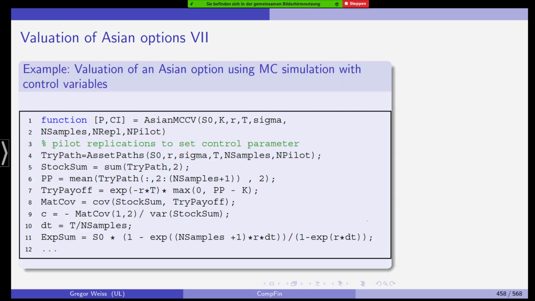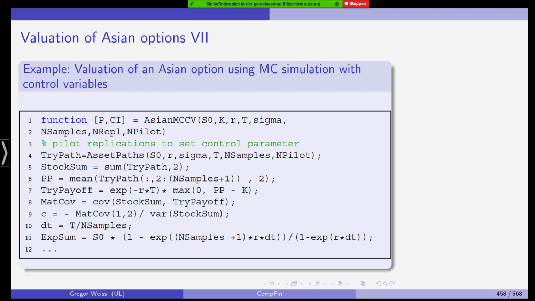So let's value the Asian option using the controlled estimator. We call this function the Asian MCCV. We need two sets of replications, two sets of simulations. We first simulate asset paths to estimate the average stock price. And then we do a second set of replications, a second set of simulations to price the options.